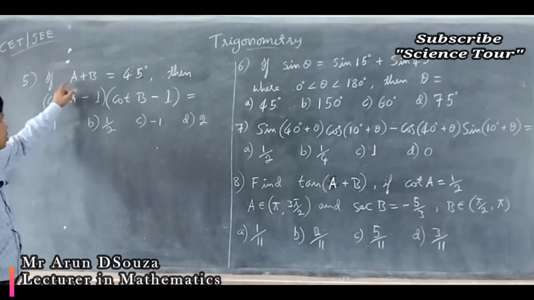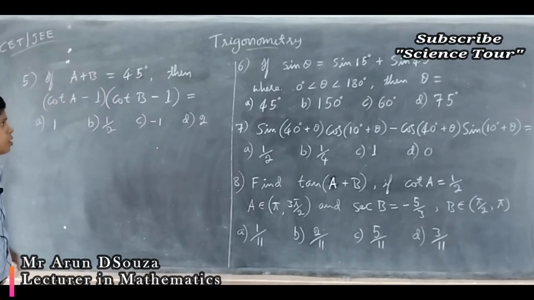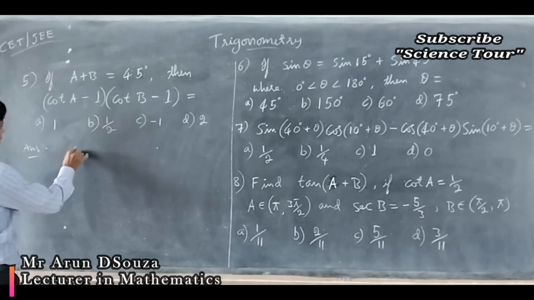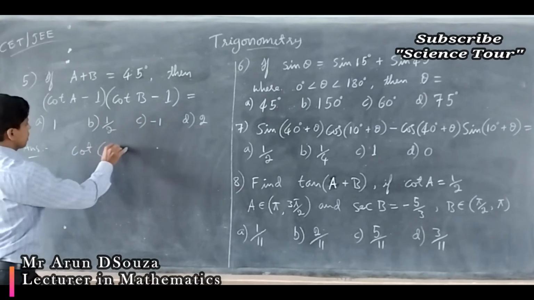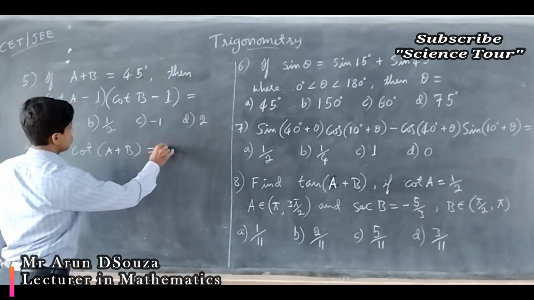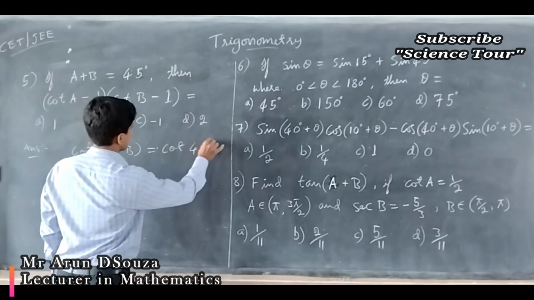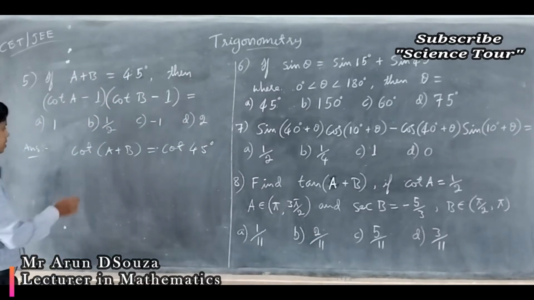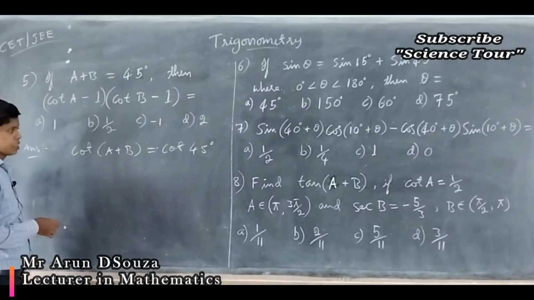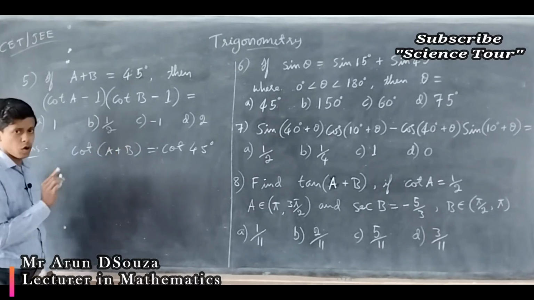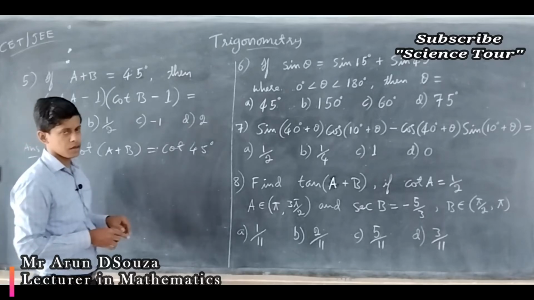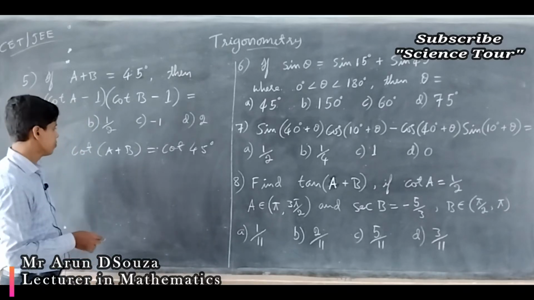But here we have to deal with cot. So first, what you do here is you take cot A plus B is equal to cot 45 degree. So what am I doing? I am taking cot both sides. Now use the formula cot A plus B. Cot 45 is 1, tan 45 is 1. So reciprocal of cot is tan, so both have the same value.